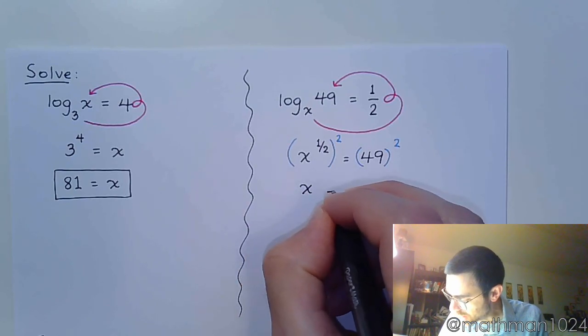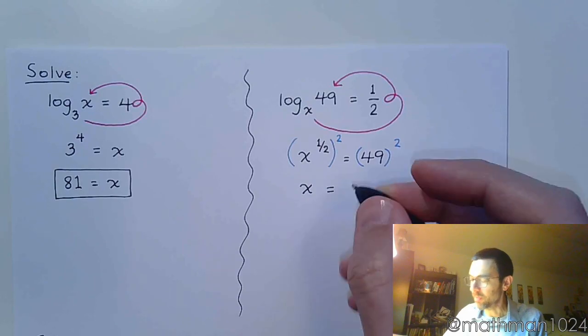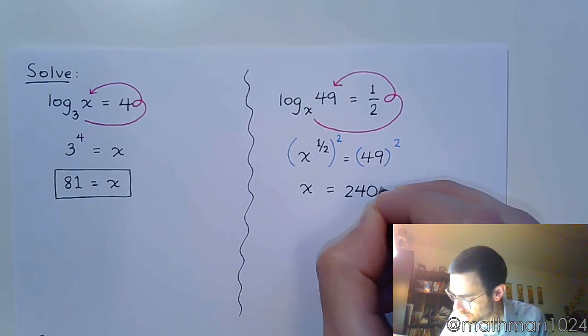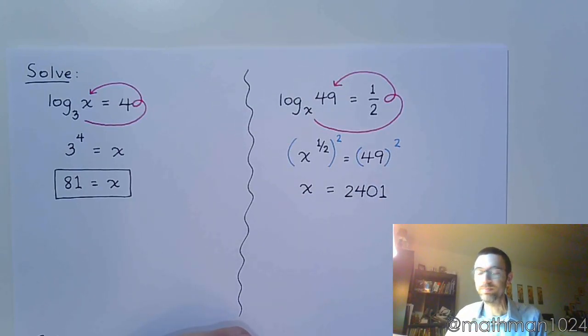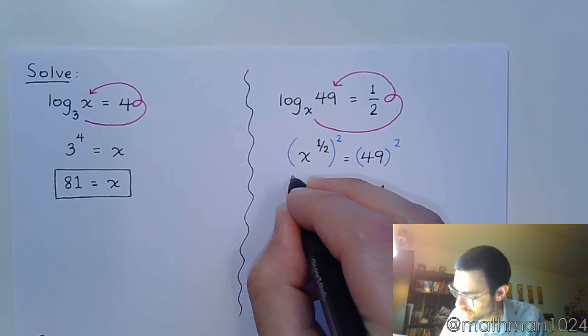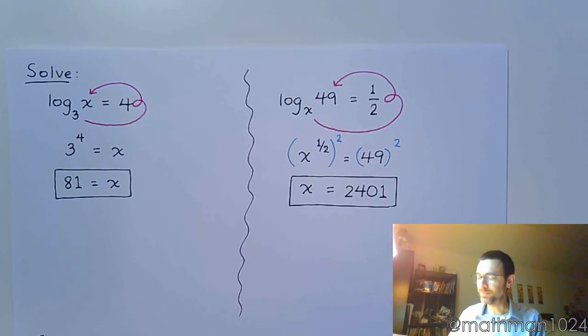So here x is equal to 49 squared. You can take that off to the side. You're going to find out that this is equal to 2,401. And that's it. Very quickly, we get the answer just by flying the plane and rewriting this as an exponential. Let's look at two more.